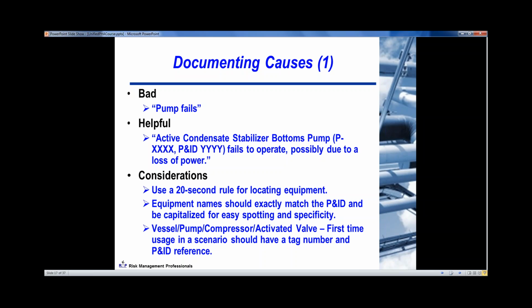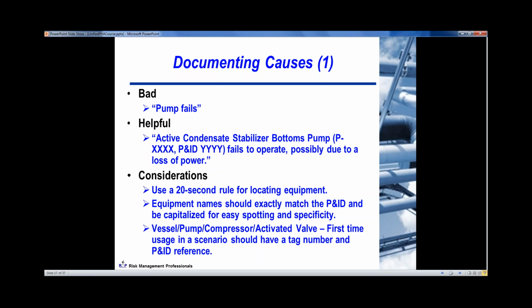So something a lot better would be to identify the pump name very clearly and matched with the P&ID. In general, if you match it with the P&ID, you'll be able to find it easier. And when you start using 6 different names for the same pump, it can get awful confusing. And what's the bad thing about confusion when you're talking about a safety analysis? That compromises the safety that you're trying to do.